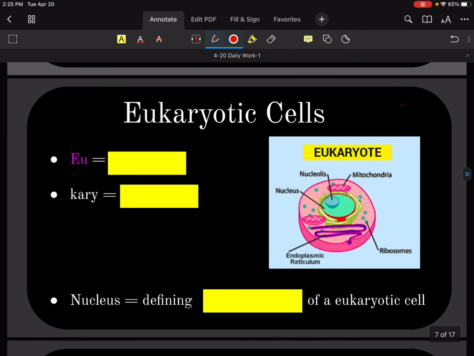So we can remember eukaryotic cells this way. The origin of the word eu is true, and the origin of the word kary is nucleus. So eukaryotic means true nucleus, and that's because the nucleus is the defining characteristic of a eukaryotic cell. So if I look at a cell underneath a microscope and I see that it has a nucleus, I'm going to know that it's eukaryotic.